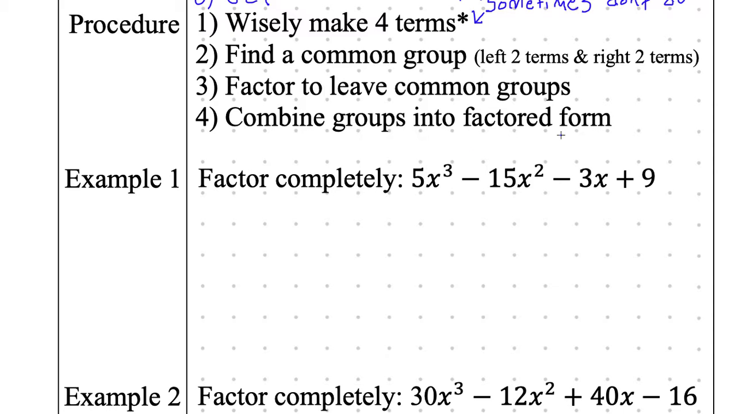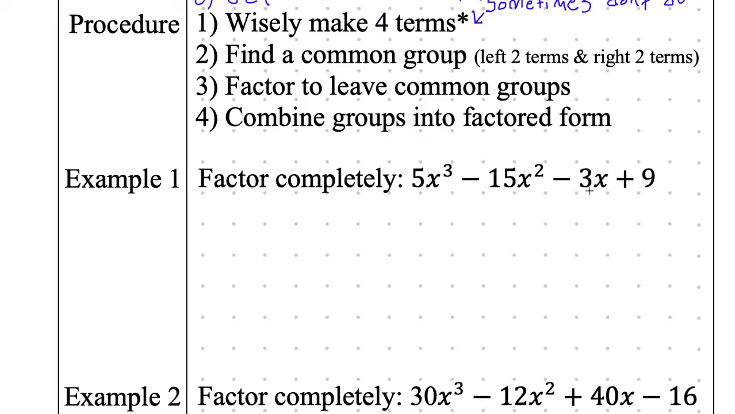We're on to step 2, finding a common group. So if I just look at the right two terms, that's the easiest way to think about these. Look at the right two terms first. If I ignore everything else, kind of cross it off in your mind, what is the greatest common factor of the right two terms? And try to make it so that the first term here is positive. That will make your life so much easier.